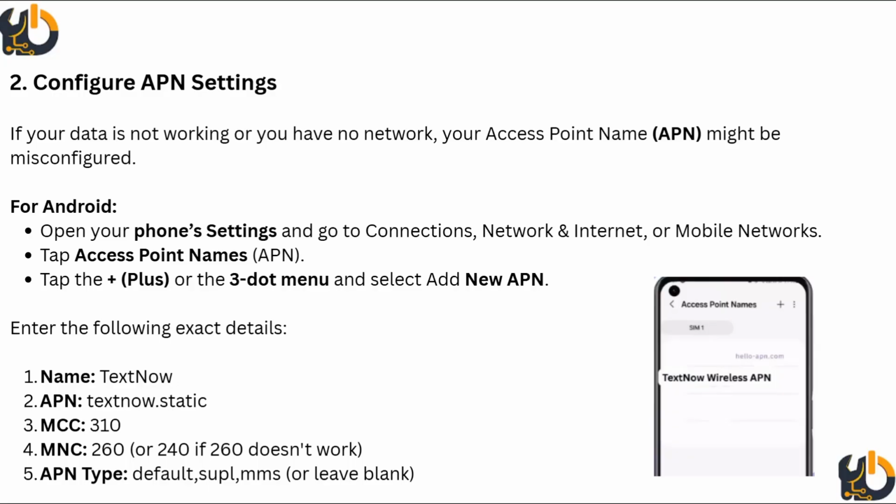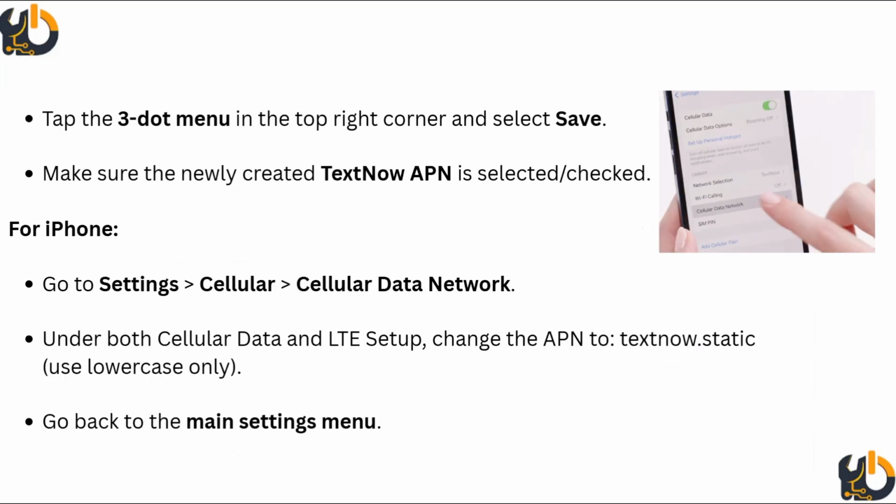Name, TextNow. APN, textnow.static, all in small case. MCC 310, MNC 260 or 240 if 260 doesn't work. APN type default, SUPL, MMS or leave blank. Then tap the three-dot menu in the top right corner and select Save. Make sure the newly created TextNow APN is selected and checked.